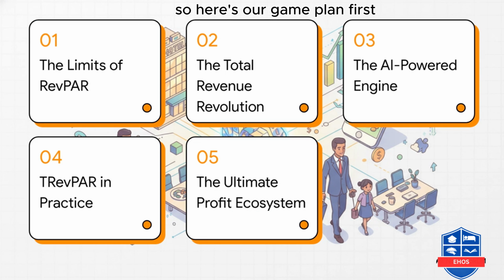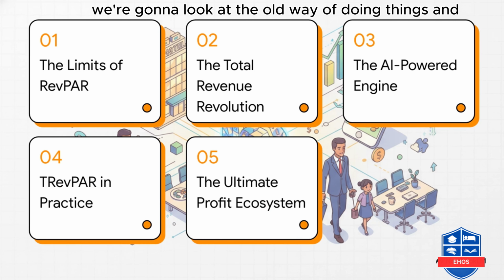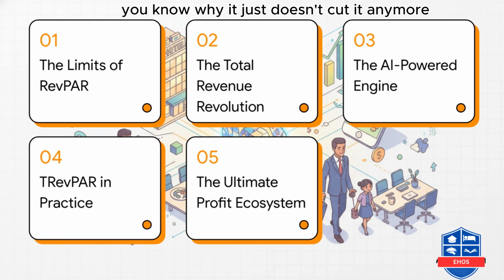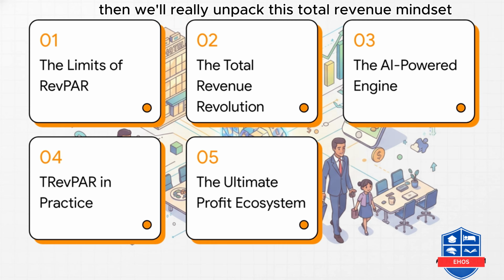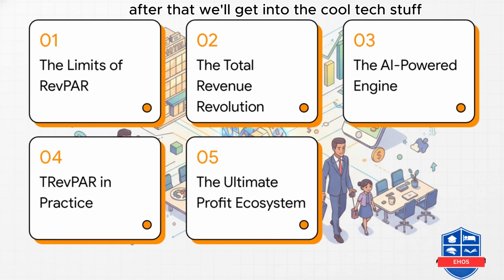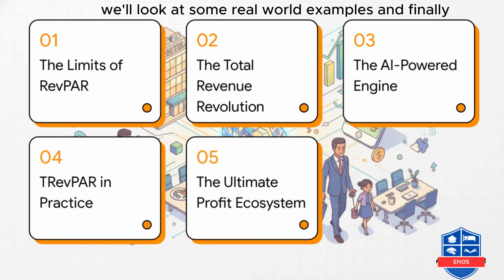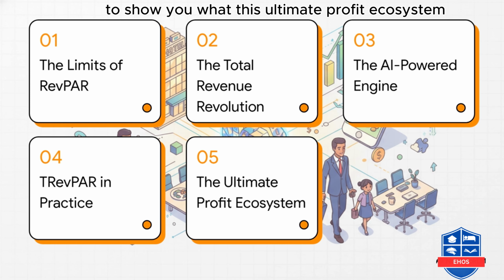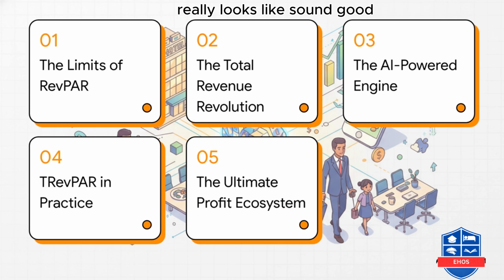So here's our game plan. First, we're going to look at the old way of doing things and why it just doesn't cut it anymore. Then we'll really unpack this total revenue mindset. After that, we'll get into the cool tech stuff, how AI makes all of this possible. We'll look at some real-world examples. And finally, we'll tie it all together to show you what this ultimate profit ecosystem really looks like. Sound good? Let's jump in.